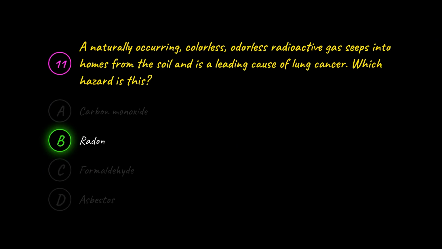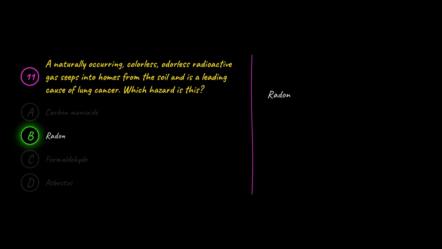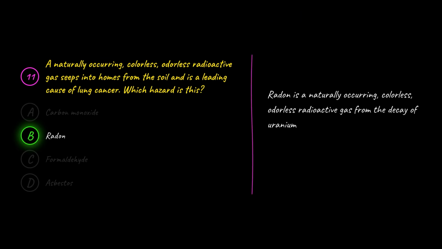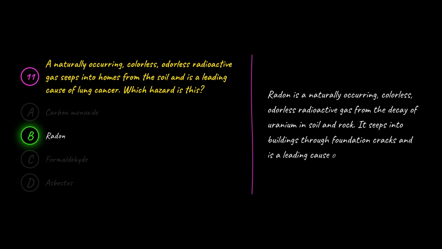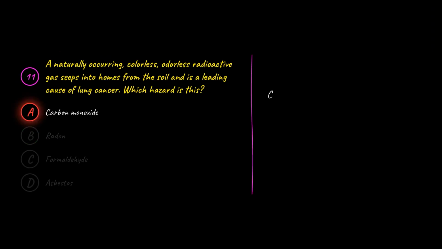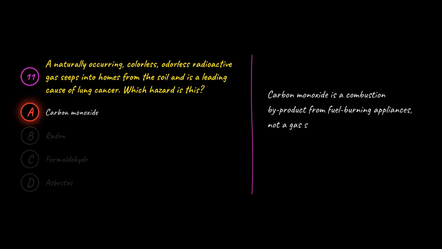The correct answer is B. radon. B is correct because radon is a naturally occurring, colorless, odorless radioactive gas from the decay of uranium in soil and rock. It seeps into buildings through foundation cracks and is a leading cause of lung cancer. A is wrong because carbon monoxide is a combustion byproduct from fuel burning appliances, not a gas seeping from soil. It is detectable by an alarm and is not radioactive.